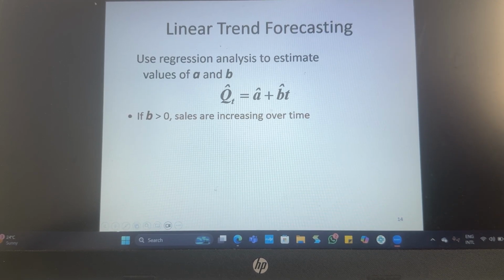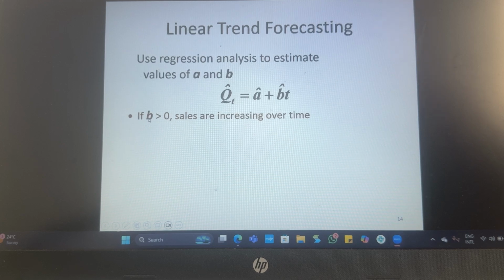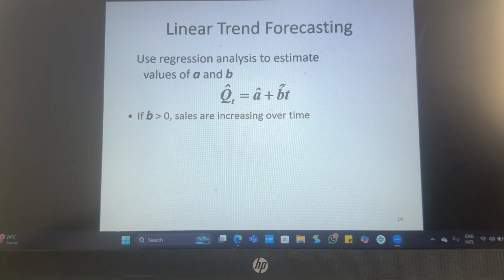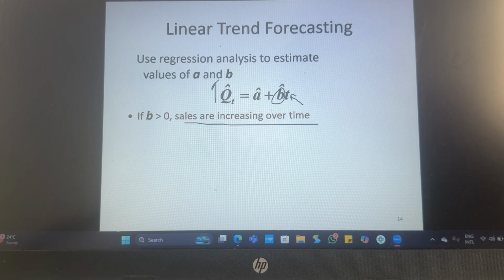Now see, if beta or the b is greater than 0, here we are getting some positive number. What does it mean? Very simple. Sales are increasing over time. With the increase of time, sales are increasing. Very simple. Okay.